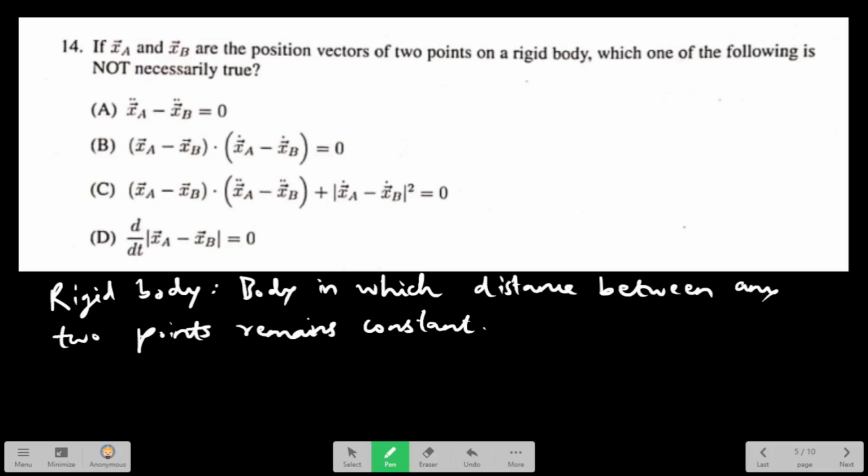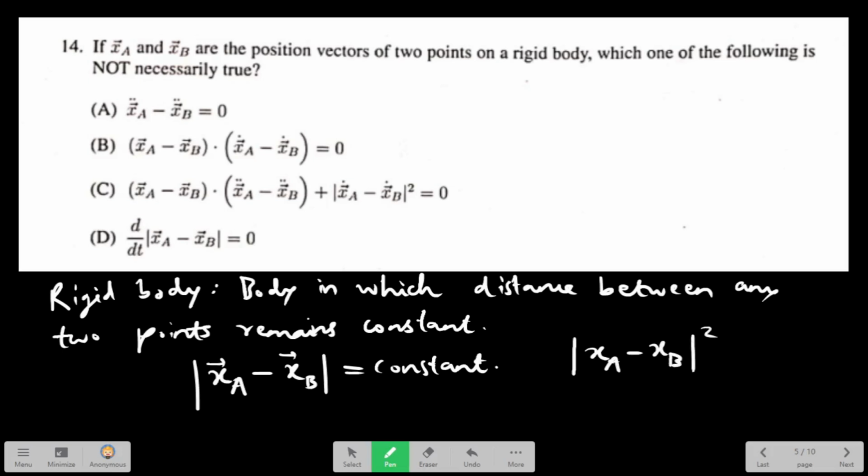Mathematically we can write it like this. If the position vector of point A is xa and position vector of point B is xb, then modulus of xa minus xb is equal to constant. Mathematically, this is how we represent a rigid body. Now, since modulus of xa minus xb is equal to constant, I can write modulus of xa minus xb square is also equal to constant.